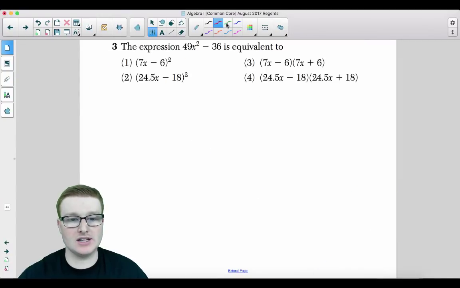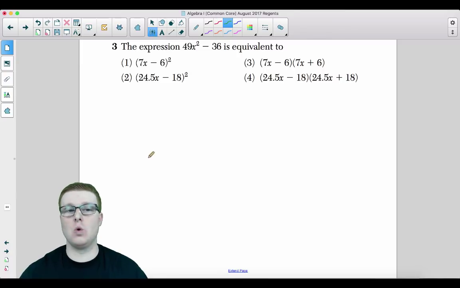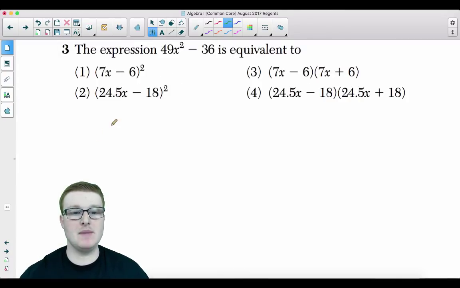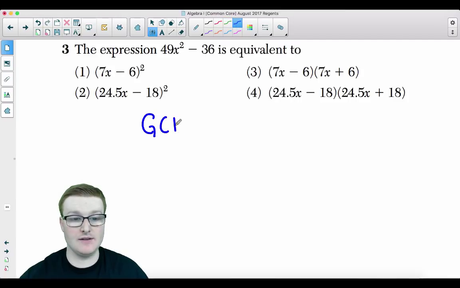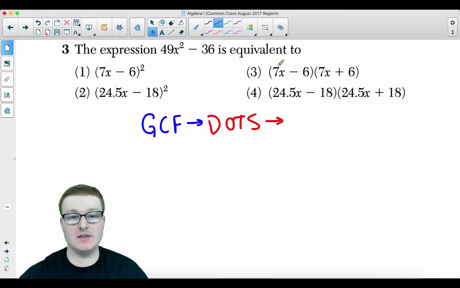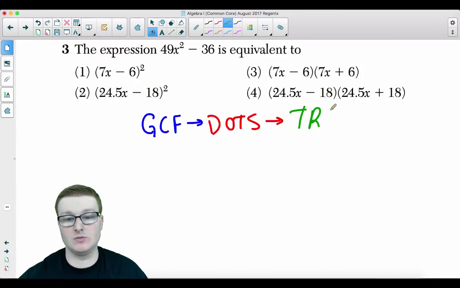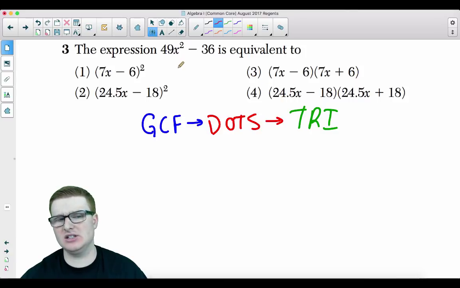The expression 49x squared minus 36 is equivalent to what? So this is just a basic factoring question. What we need to do is do the GCF, greatest common factor, followed by the difference of two perfect squares, followed by the trinomial method, which is the AM method of factoring. Honestly, I would take out a GCF here first, but unfortunately none of the answers show that, and I don't think there is a GCF. No, there is no GCF for this.